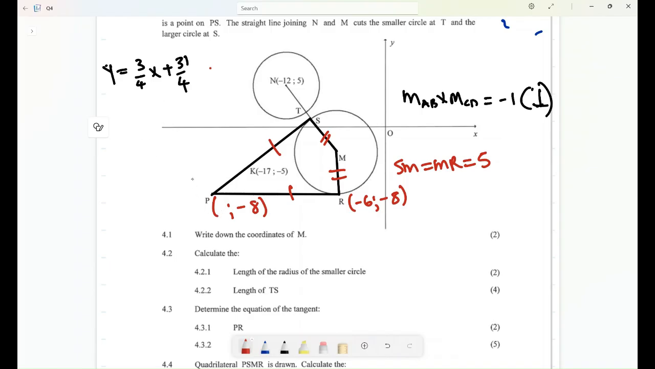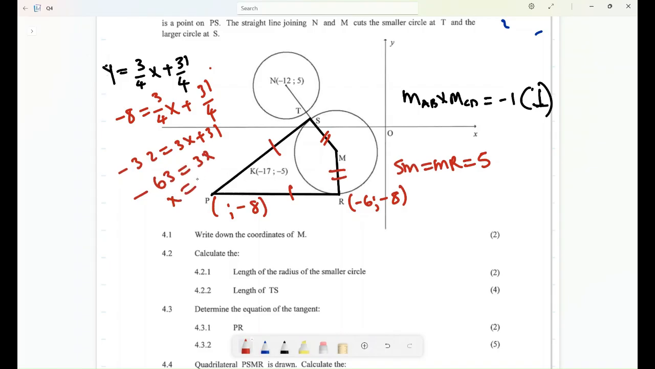Remember, I have that equation there. Therefore, I can say if my y is -8, then -8 equals 3 divided by 4 x plus 31 divided by 4. I want to solve for x. I'll just multiply everything by 4. When I multiply everything by 4, it is -32 equals 3x plus 31. Then I take this to the other side, it is -63 equals 3x. Therefore, x is equal to -21.